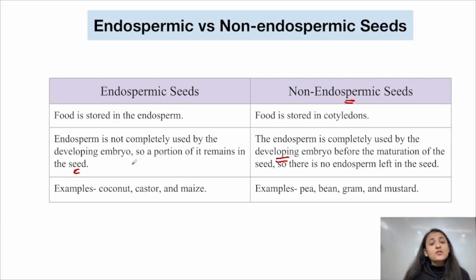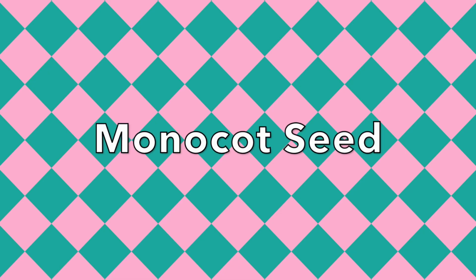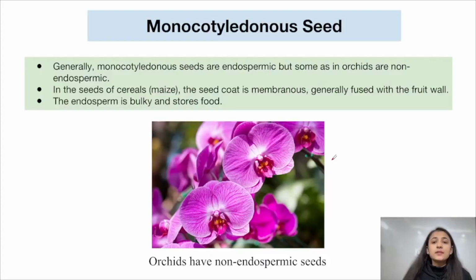Examples of endospermic seeds are coconut. We saw in the previous slides that coconut consists of coconut water, which represents the free nuclear endosperm or the liquid endosperm, and then there is the fleshy white region which represents the cellular endosperm. Castor and maize are also endospermic seeds. In the case of non-endospermic seeds, the examples are pea, bean, gram, and mustard. You must remember these examples.